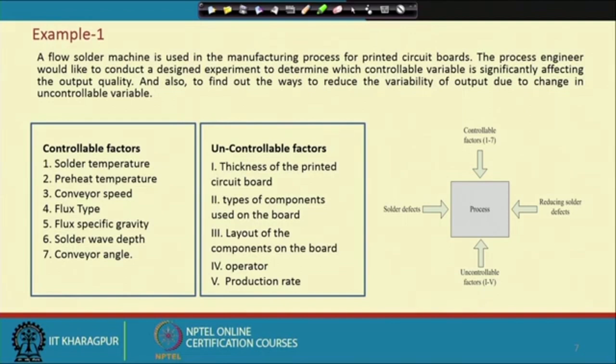First example is a flow solder machine is used in the manufacturing process for printed circuit boards. The process engineer would like to conduct a designed experiment to determine which controllable variable is significantly affecting the output quality and also to find out the ways to reduce the variability of output due to change in the uncontrollable variables. Then what is required? This is a solder machine, flow solder machine. So, this is the process is this one.